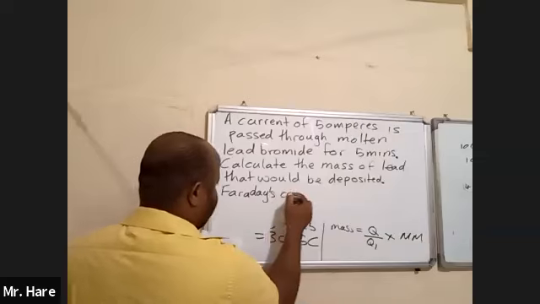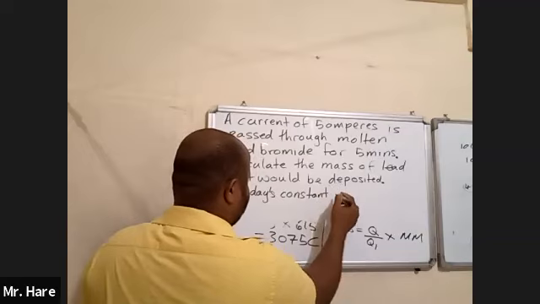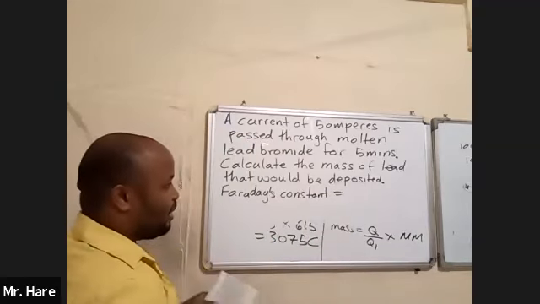Sir, what is the relative molecular mass for lead? 207. 270? No, 207.